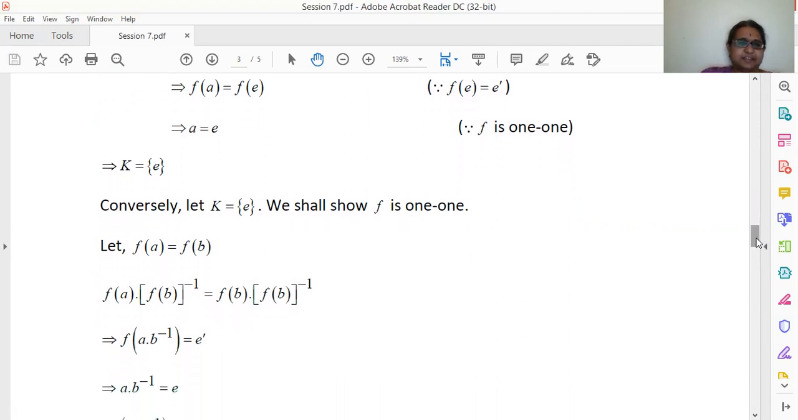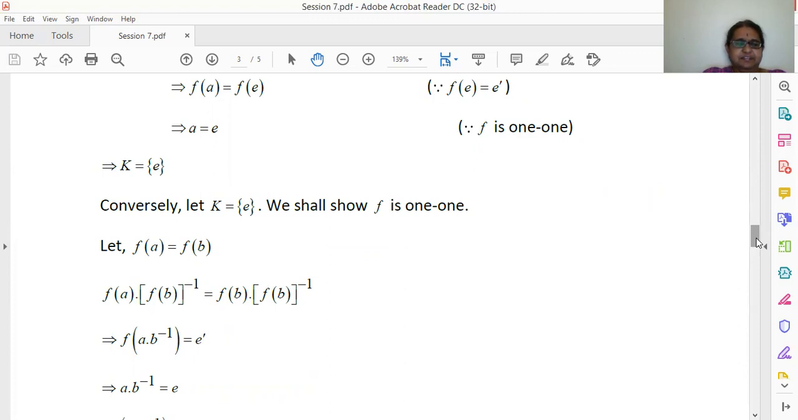Here f of b inverse is the inverse of f of b. So the element multiplied by its inverse gives the identity element. But f of a and f of b inverse are elements of G dash, so for G dash the identity element is e dash. Hence, on the left hand side we have applied the property of homomorphism, that is f of a dot f of b inverse is f of a b inverse. Hence, f of a b inverse is equal to e dash.